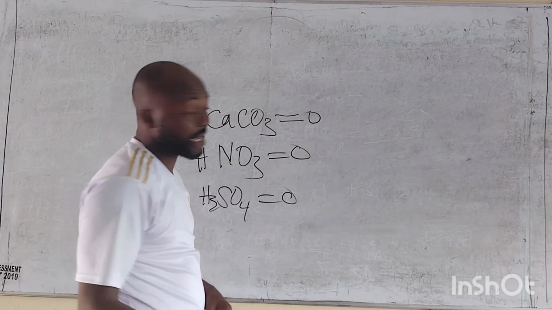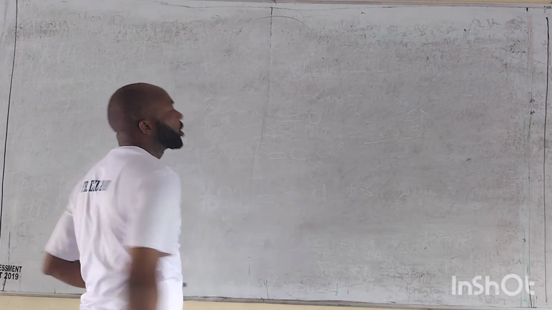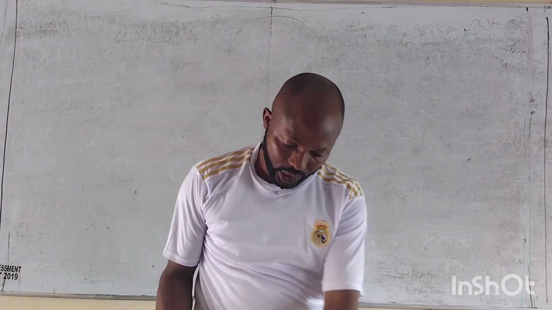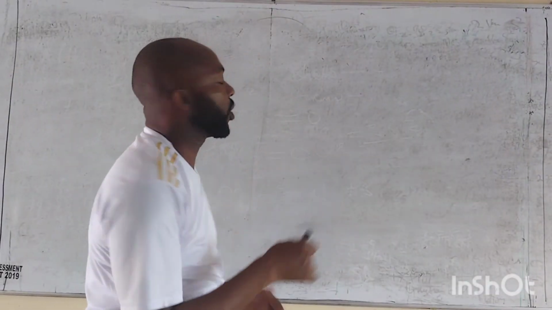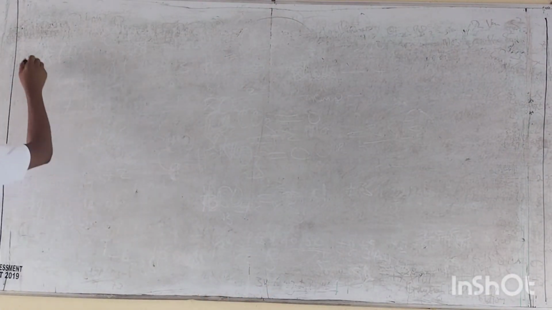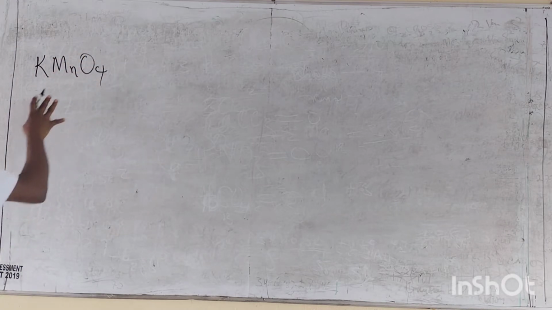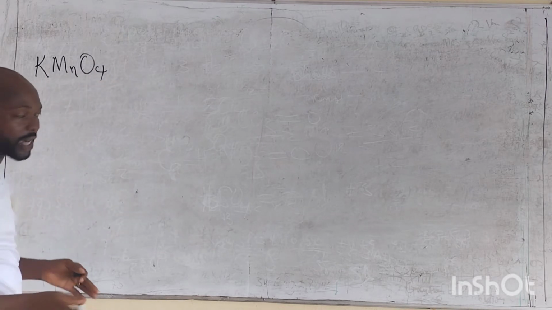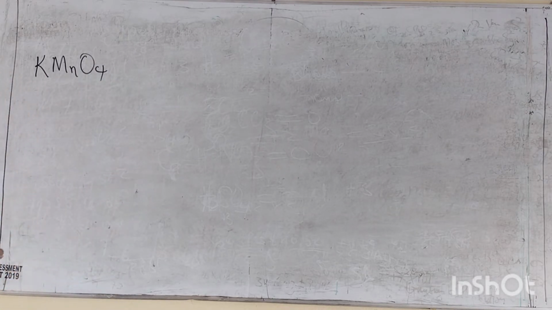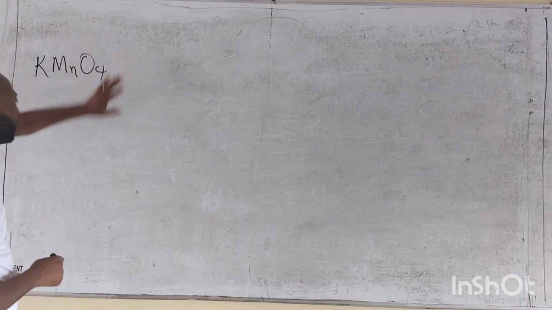Then with this, we can take our first question. Question number 1. Calculate the oxidation number of manganese in KMnO4. When we're done, we're going to find out what the name of this compound is. I don't want to tell you right now, but when we're done. So we should find the oxidation number of manganese in this compound.